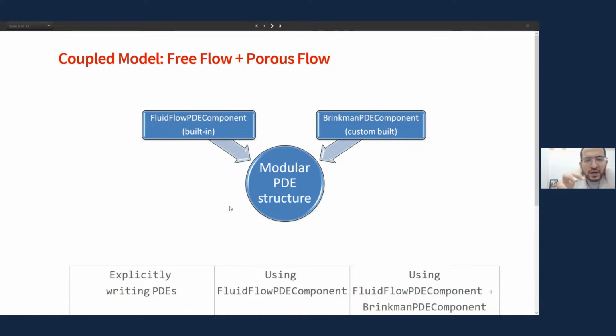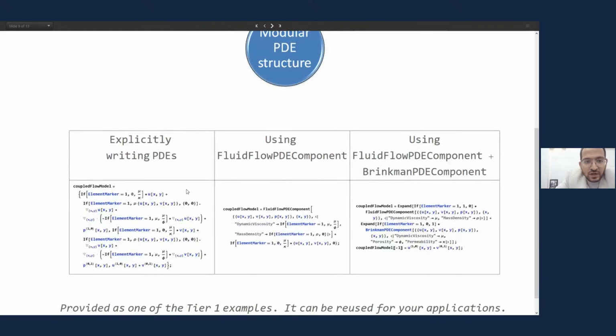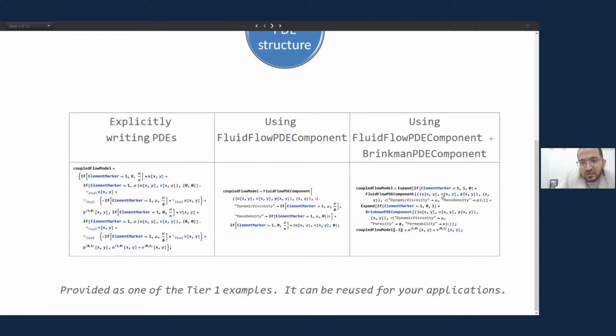So what we get here when we combine the fluid flow PDE component, which is the built-in function, along with the Brinkman PDE component, which we custom built, we of course get a modular and more elegant code. And what you see here is that we went from explicitly writing the PDEs to using the fluid flow PDE component, which made the code more modular, but there was no explicit module for porous flow. And so when we introduce the Brinkman PDE component, now you see that our code is very elegant. We have the fluid flow PDE component, the Brinkman PDE component, and the various parameters such as porosity, permeability, and dynamic viscosity all beautifully go into this code. And this code that you see here is also provided in the material.